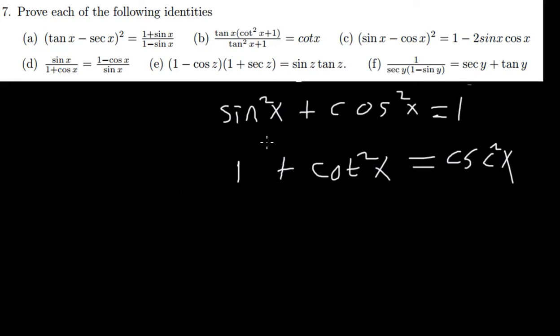And then you also try to divide this by cos squared. When you divide this by cos squared, sine squared divided by cos squared, you get your tan squared x there, and then you divide cos squared x by cos squared, you get your 1. And then when you divide 1 by cos squared, you get your sec squared x.